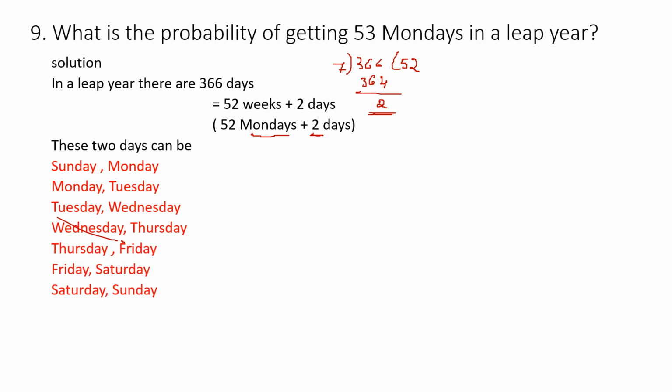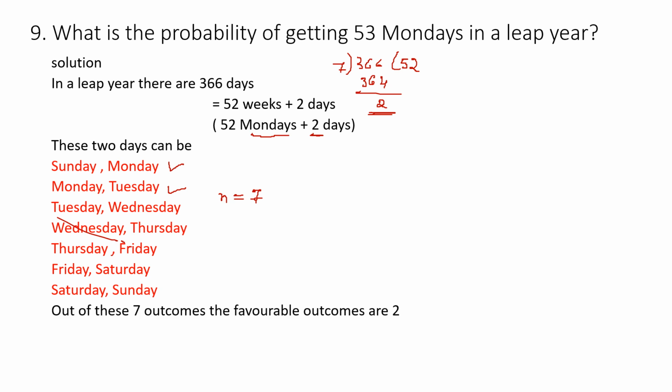So in total the possible outcomes are n equal to 7. Out of these 7 outcomes, Sunday-Monday and Monday-Tuesday, only these 2 outcomes are favorable for getting a 53rd Monday. Therefore, the probability is equal to 2 divided by 7, 2 out of 7.